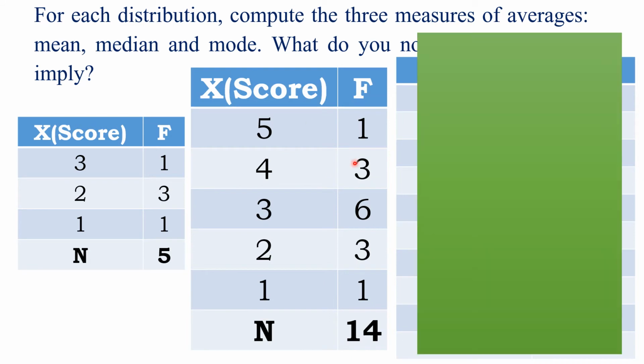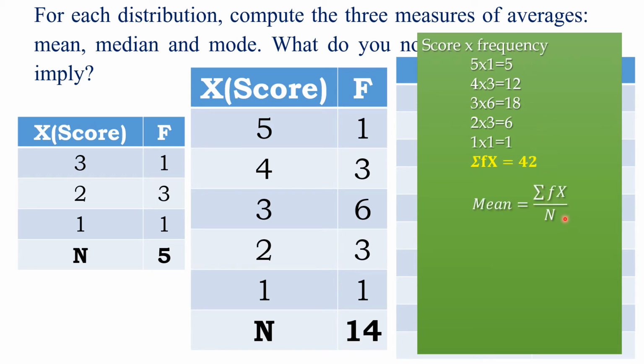Now for the second table, let's do the same process. Multiplying score to its corresponding frequency, that is 5 times 1, 4 times 3, 3 times 6, 2 times 3, 1 times 1, then add them up. That is equal to 42. Then using the same formula, by substitution, we have 42 divided by 14, that is equal to 3. Therefore, that is the value of the mean.